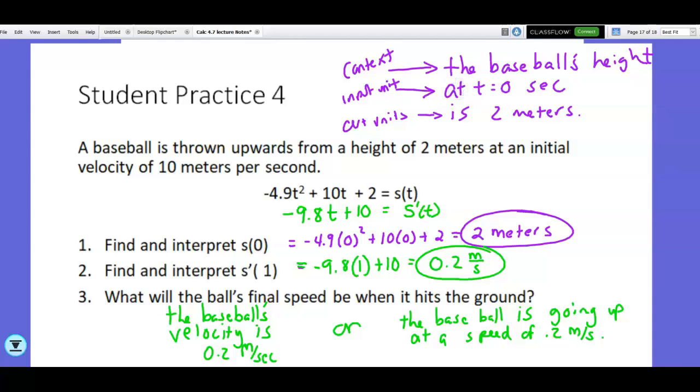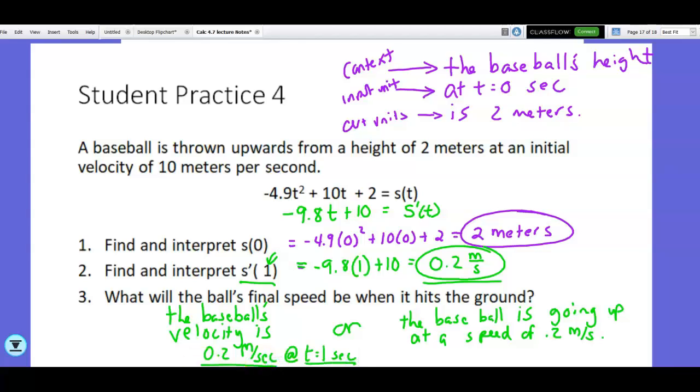Now the interpretation for number 2, though, that's a derivative. And what's the derivative of position? The derivative of position is velocity. So this is a velocity. So the 1 represents a time, and the output that we get represents the velocity. So you could say that the baseball's velocity is 0.2 meters per second, and I forgot something, at t equals 1 second. Remember, you need the input units and the output units.